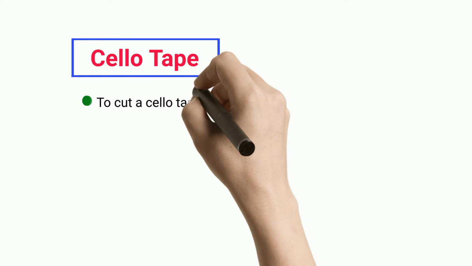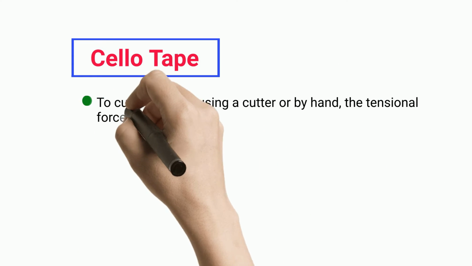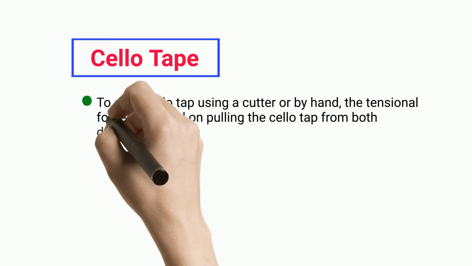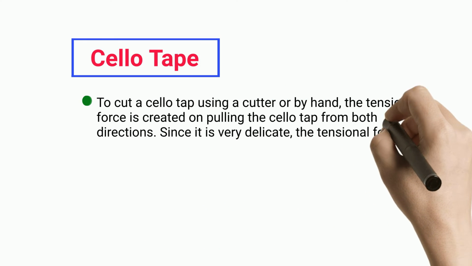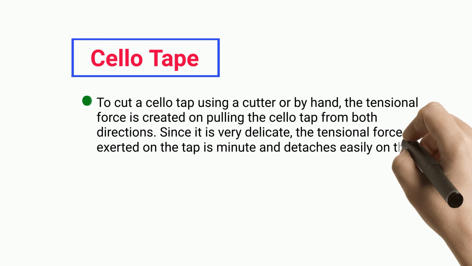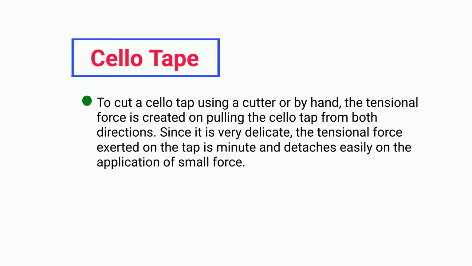Cello tape. To cut a cello tape using a cutter or by hand, a tensional force is created on pulling the cello tape from both directions. Since it is very delicate, the tensional force exerted on the tape is minute and it detaches easily on the application of a small force.